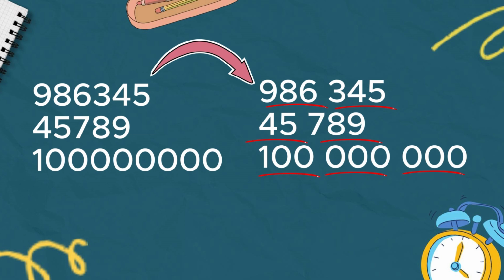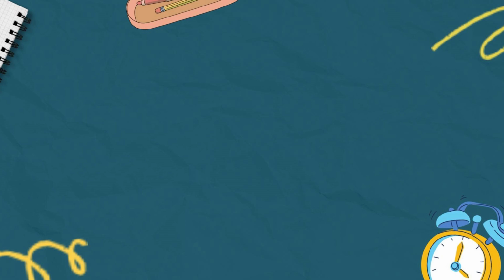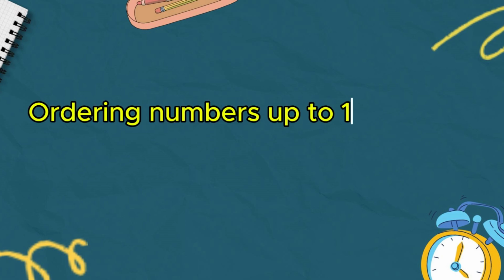How many periods are there in this number? Yes, we have 2 periods, the ones period and the thousands period. This one has 2 periods and this has 3 periods. The ones period, thousands period, and millions period. So that's it. We will proceed now to our lesson, which is ordering numbers or arranging numbers up to 1 million.